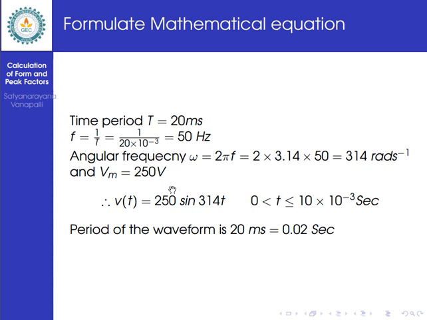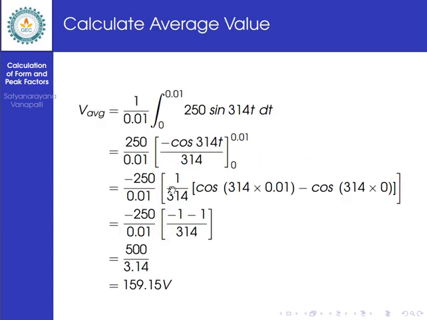As a result of that, the time period is equal to 20 milliseconds and frequency is equal to 50 Hz. Angular frequency omega is equal to 2 pi f, which in turn is equal to 314 radian per second, and peak amplitude Vm is equal to 250 volts. Therefore, V of t is equal to 250 sin 314 t. Now, you calculate the average value.